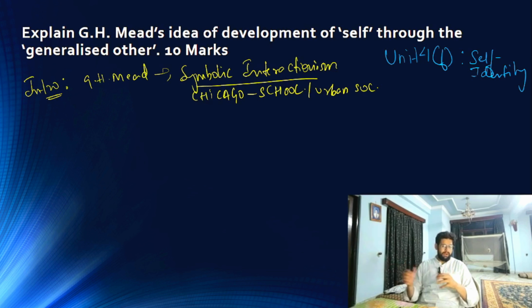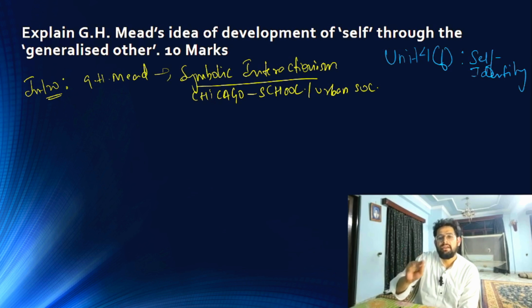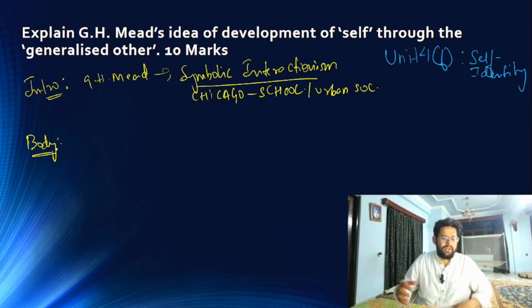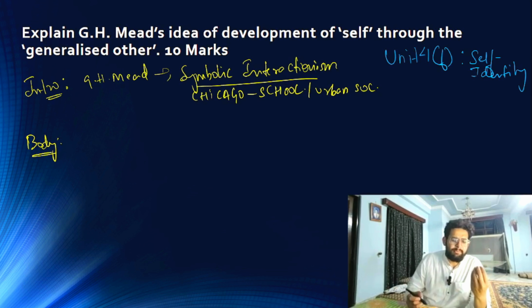Nobel laureate Jane Addams is also associated with the Chicago School. There are many other sociologists. Let's not get into the detail of the Chicago School, but you can use these terminologies in the introduction part. Going to the body part that we are having, what are we going to talk about? You need to speak about what the concept of self is all about, basically.